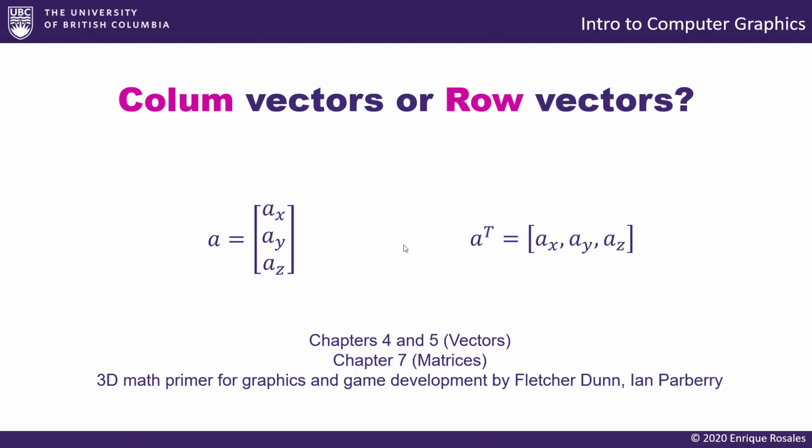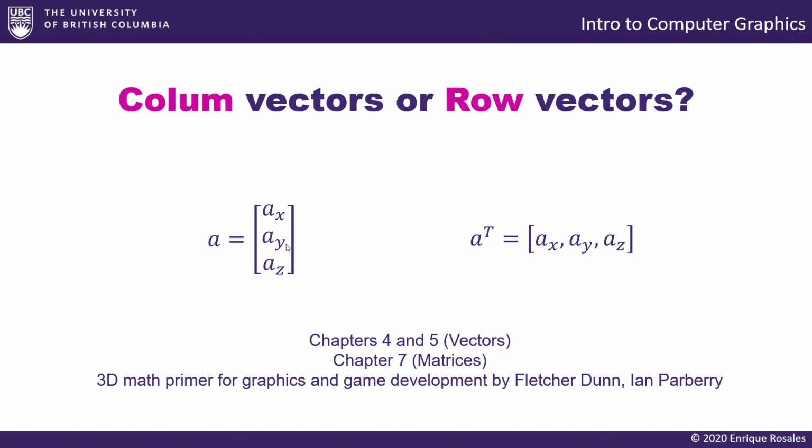And in particular, talking about the technologies, you will see that there are two main technologies in computer graphics, DirectX and OpenGL. DirectX uses row vectors, and OpenGL uses column vectors. The assignments that you will do are based on WebGL, and WebGL is based on OpenGL. So the code that you will write uses column vectors.